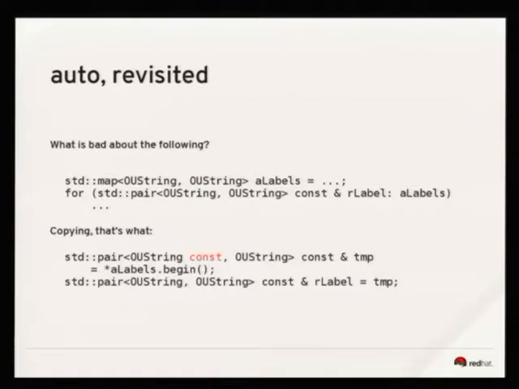What you actually get back is not a pair of a U string and a U string, but a pair of a key and a value, and the key is always const. So that standard pair is different from the standard pair that we have up there. The compiler internally creates a copy of that because you can implicitly convert from one to the other, but it needs to do a copy conversion, creating a temporary for that. So this code above is actually quite suboptimal.